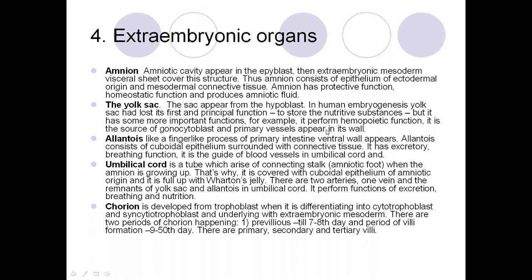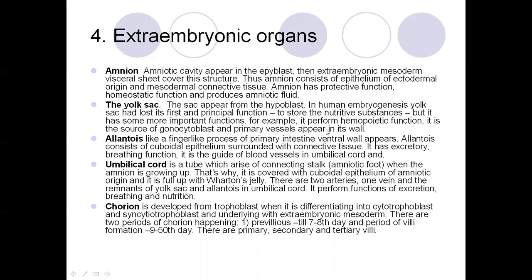So, amnion. Amnion is a fetal membrane which begins its development at the third week of embryogenesis when embryoblast delamination produces epiblast and hypoblast formation. The amniotic cavity appears in the epiblast, then the extraembryonic mesoderm visceral sheet covers the structure. Thus, amnion consists of epithelium of ectodermal origin and mesodermal connective tissue. Amnion has protective function, homeostatic function, and produces amniotic fluid.